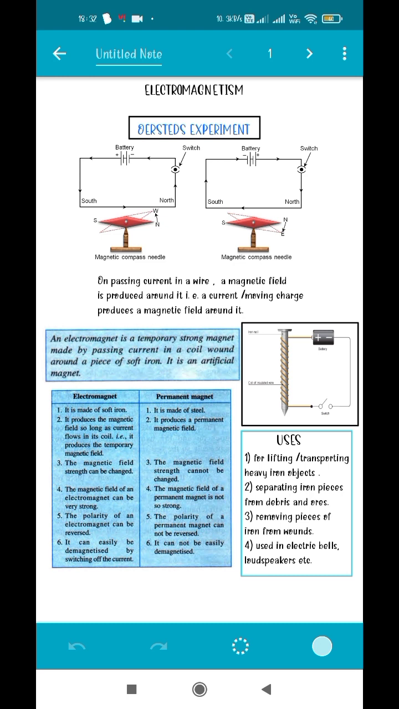Since we already learned that electromagnets are very strong as compared to permanent magnets, they are used extensively in industries. They are used for lifting or transporting heavy iron objects. It is not possible for humans to lift such objects, so electromagnets are used. Also, they are used for separating iron pieces from impurities and from ores so that we get the purified ore. Also for removing pieces of iron from wounds, especially in the eye. We cannot remove it by hand, so in that case, we use an electromagnet. It is also used in electric bells, loudspeakers, even the speaker in our phone. That also contains an electromagnet.